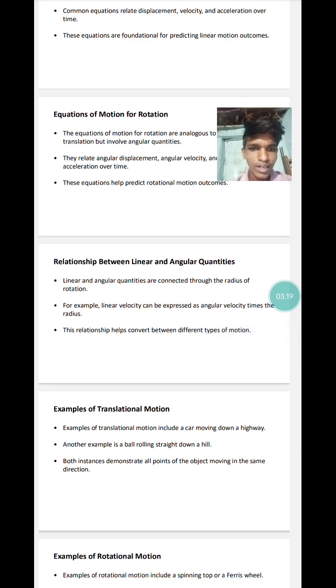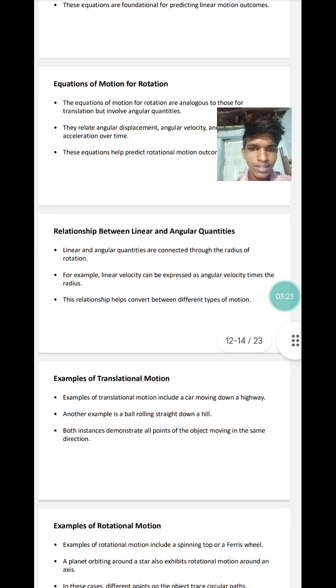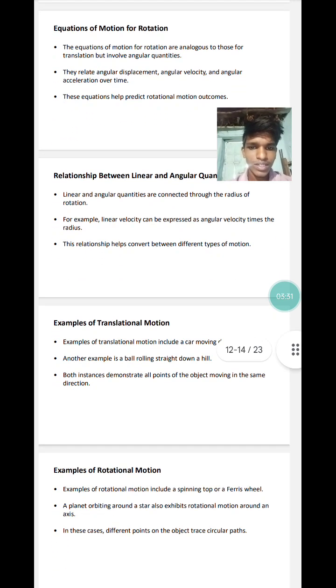Relation between linear and angular quantities. Linear and angular quantities are connected by the radius of rotation. For example, linear velocity can be expressed as angular velocity times the radius. These relationships let us convert between different types of motion.